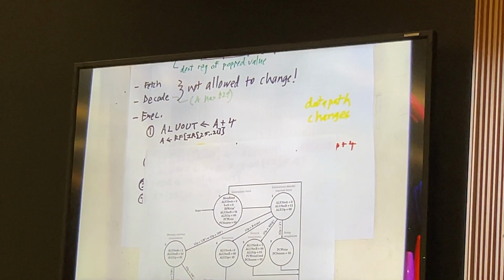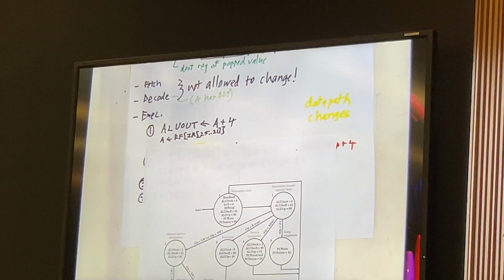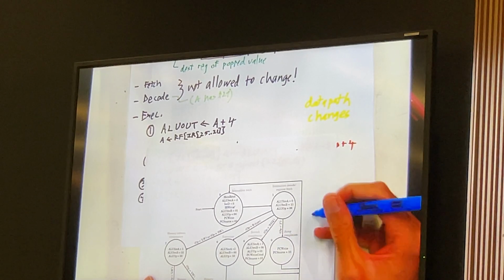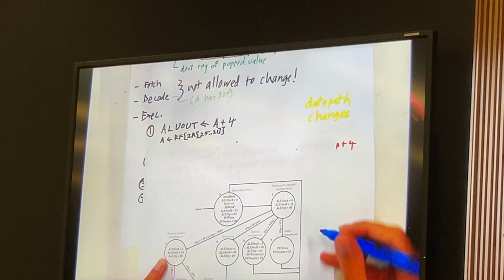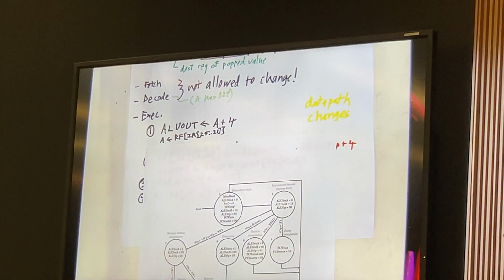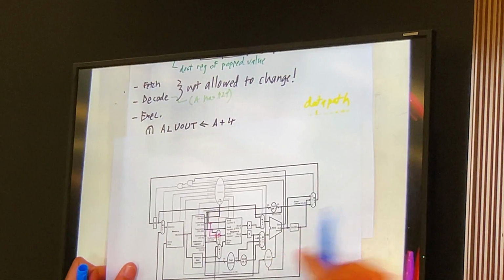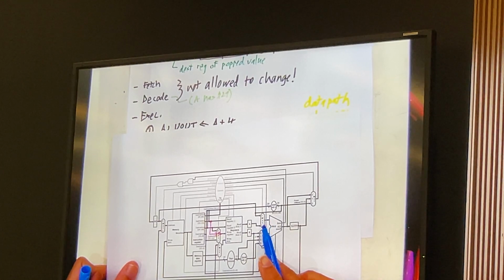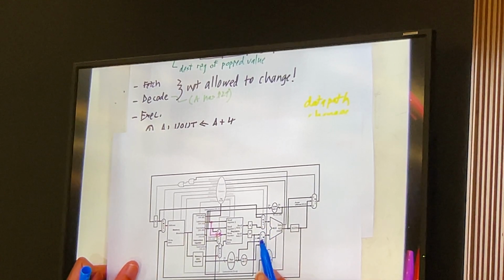ALU out gets A plus 4. Well, first of all, where is it branching from? I guess I will use this shade of blue. If op equals pop, we want ALU out to be A plus 4. How do we make ALU out to be A plus 4? We want ALU src A to be A and ALU src B to be a 1, or a 4, and ALU op to be add.